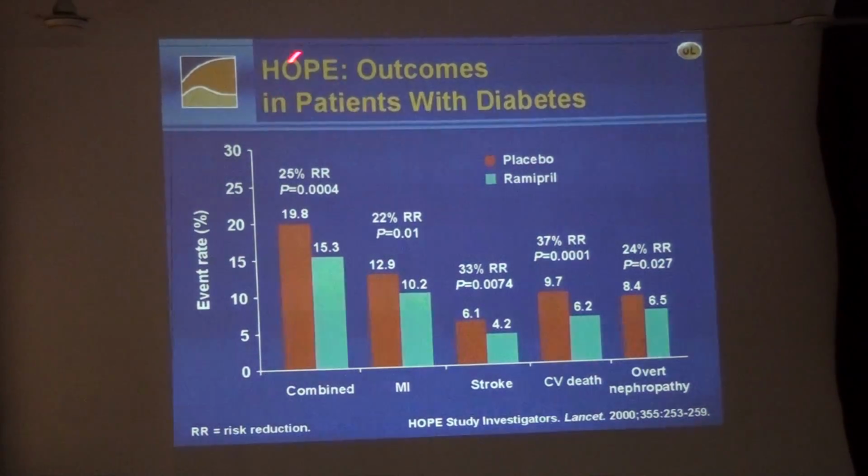The HOPE trial was debated over the last 12 years and discussed a lot. It is a very good trial outcome. In diabetes, if we use ramipril versus placebo, you see the reduction in events with ramipril compared to placebo. So ramipril is now a well established treatment for this.